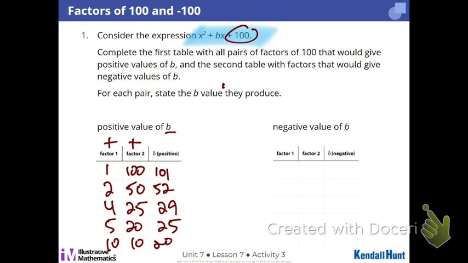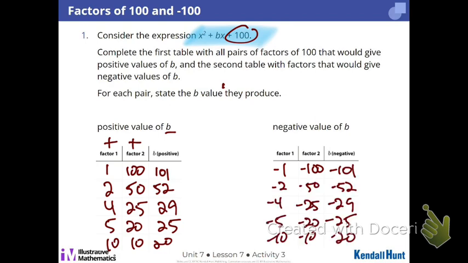Okay, now I want a negative value of b, but I need my c term to still be 100. What that means is it has to multiply to be positive, add to be negative. How am I going to do that? Negative. So I'll give you the tough one. There's the first one. Let's go. Okay, so there's that whole thing. Again, all these values of my factors multiply to be positive 100, but add to be a negative b value.